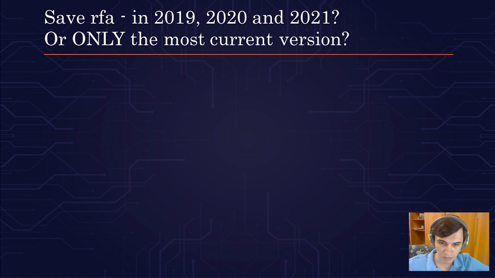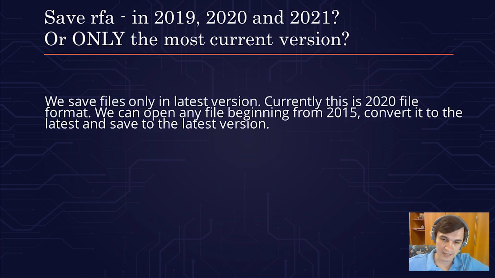Will you be allowing compatibility to save RFA in 2019, 2020, or only the most current version? We save files only in the latest version. Currently, this is the 2020 file format for BimRv, and we can open any file beginning from 2015, convert it to the latest, and save in the latest version.